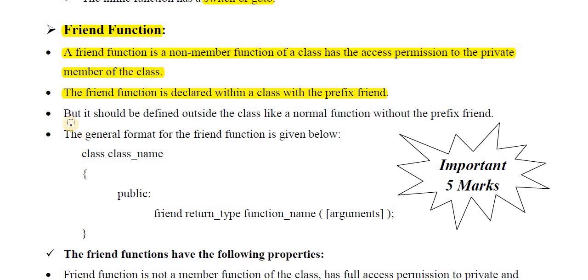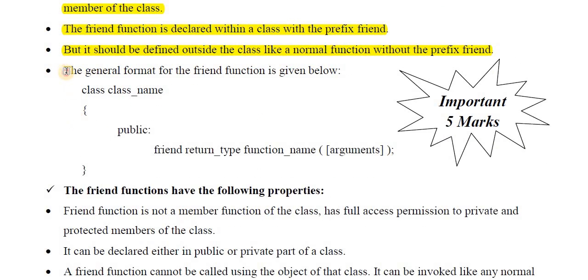Then here also it is given, but it should be defined outside the class like a normal function without prefix friend. Means always friend function body is written outside class body without using friend keyword. So friend keyword is used just inside class, but when defining the body of friend function outside the class, friend keyword is not used. So here general format for friend function is given.